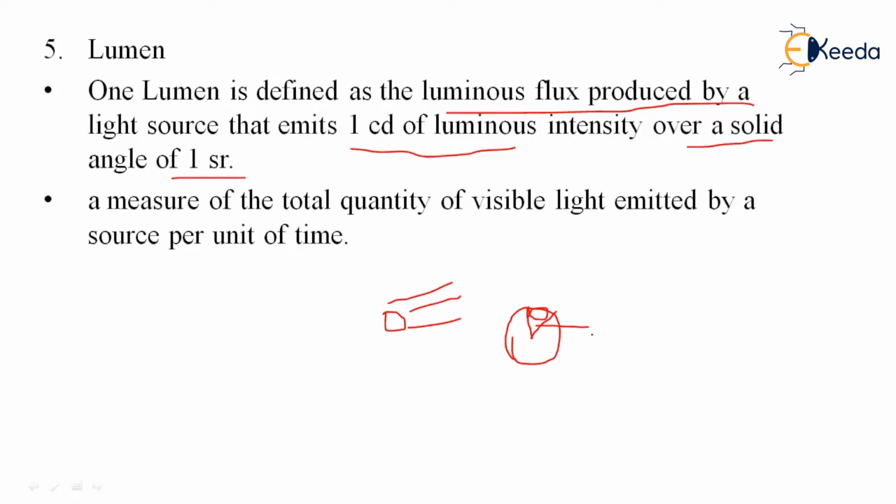So lumen is a measure of the total quantity of visible light emitted by a source per unit time. What it says is that it is a measure of the total quantity of visible light. How much light is visible, which is emitted by a source of light per unit time, is 1 lumen. So it is all about your lumen.